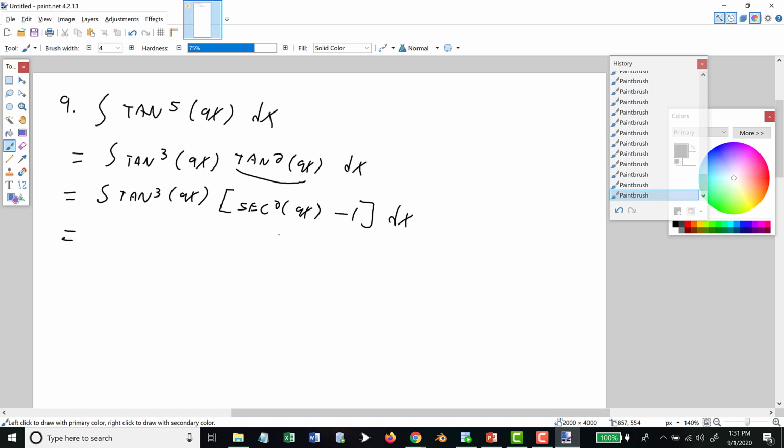Now I'll multiply this through, and I'll separate them into separate integrals. So tangent to the third times secant squared, so we're going to have tangent third 9x secant squared of 9x dx, and then the negative 1 times that gives us negative, and then tangent to the third 9x dx.